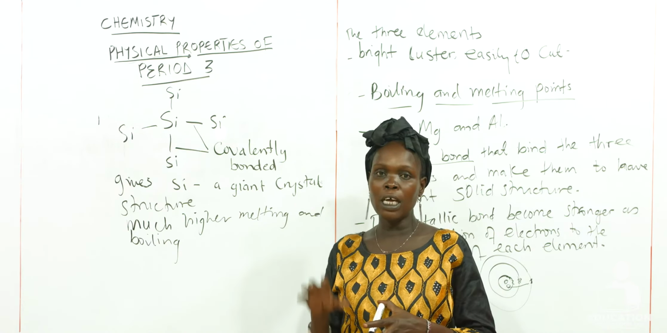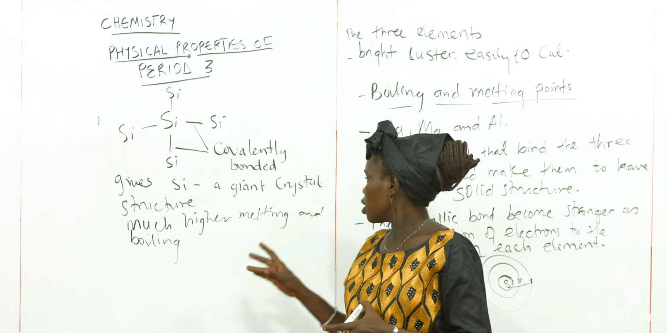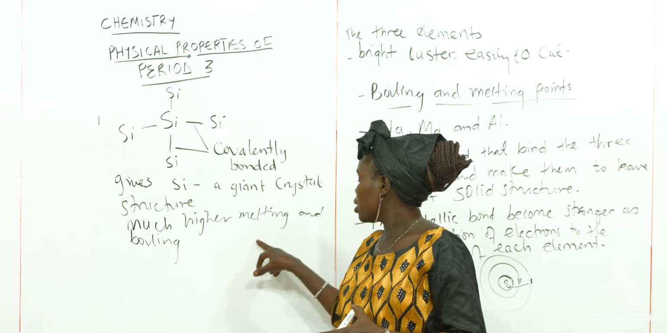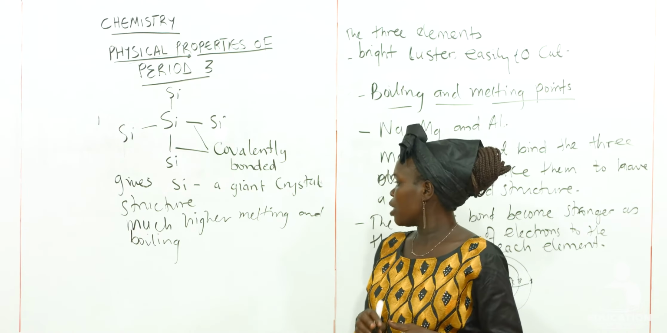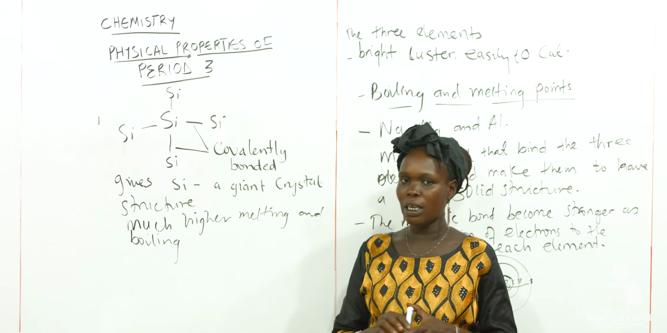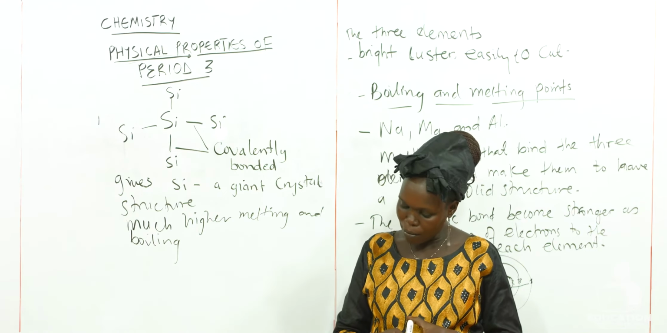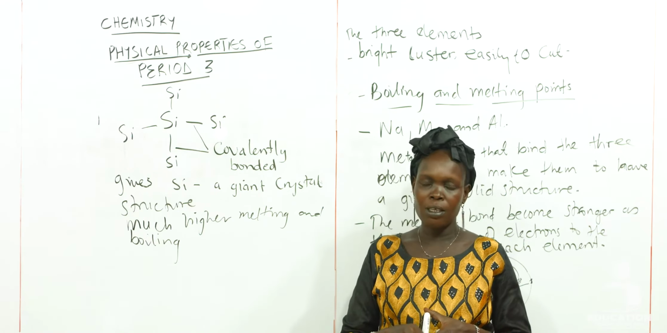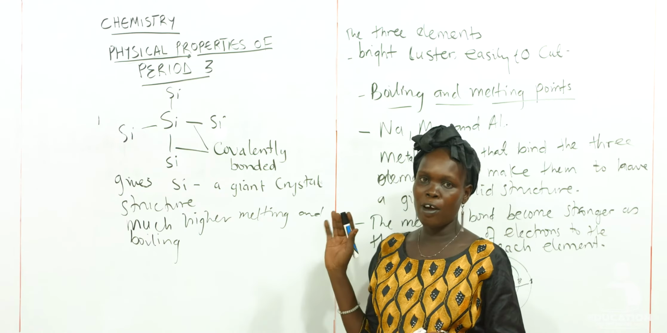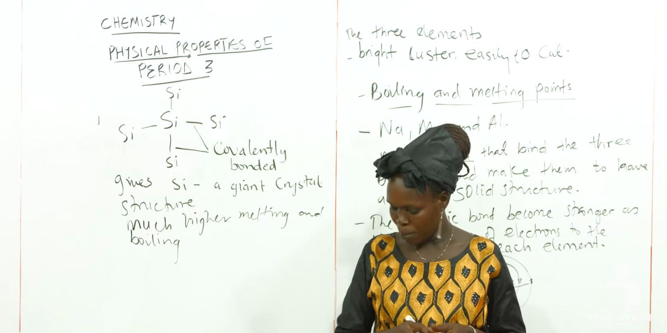So here it means it has to break all the 4 other covalent bonds, and this causes the melting and boiling points to become much higher compared to the first 3 elements. So phosphorus, sulfur, and chlorine, which are the 3 non-metallic elements, are made up of simple molecular structure. So the structures here are not like the one of silicon.